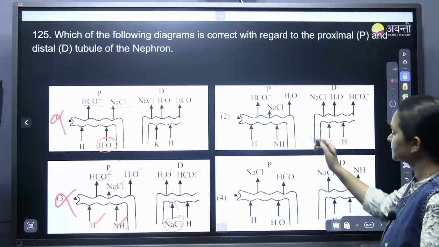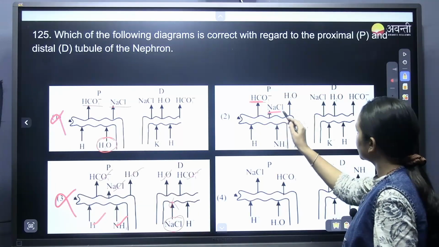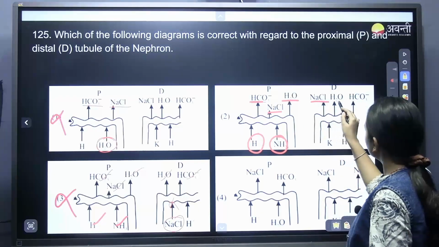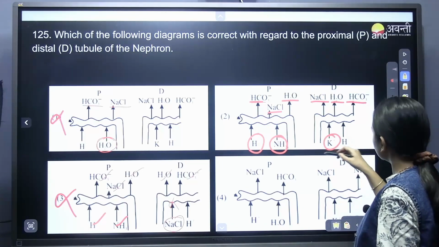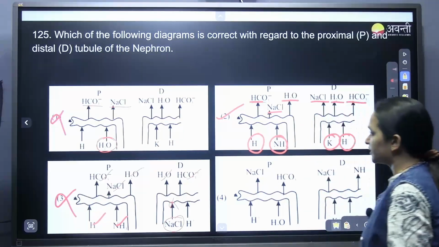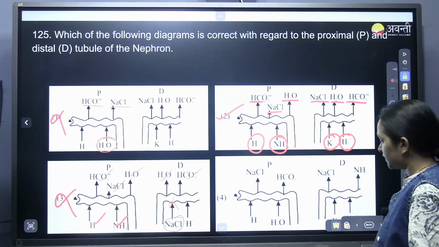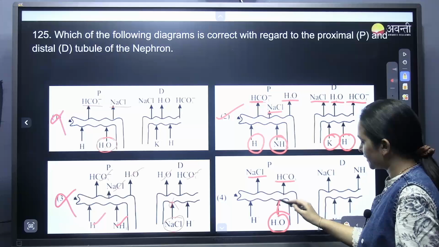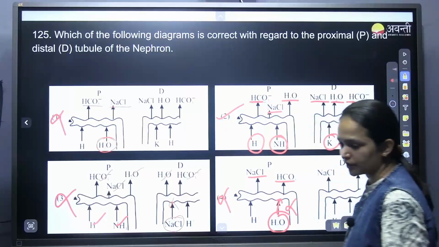Now coming to option 2 here. Bicarbonate reabsorbed, NaCl reabsorbed, water reabsorbed, H plus secreted, ammonia secreted, NaCl reabsorbed, H2O reabsorbed, bicarbonate reabsorbed, K plus secreted, H plus secreted. Yeah, this is correct. Option 2 is correct. We will go for option 4. What is wrong with option 4? NaCl reabsorbed, bicarbonate reabsorbed. Water is given as secreted here, but it is wrong. Water is not secreted, water is reabsorbed. So option 4 is also wrong.